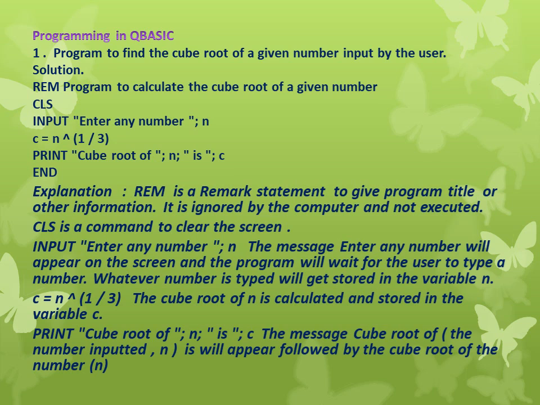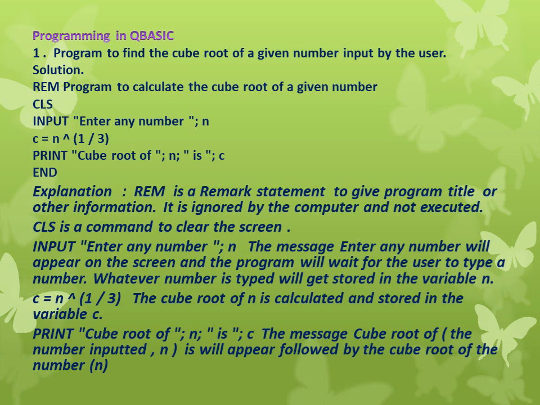End. Explanation: REM is a remark statement to give program title or other information. It is ignored by the computer and not executed. CLS is a command to clear the screen. INPUT "Enter any number"; n. The message "enter any number" will appear on the screen and the program will wait for the user to type a number. Whatever number is typed will get stored in the variable n.